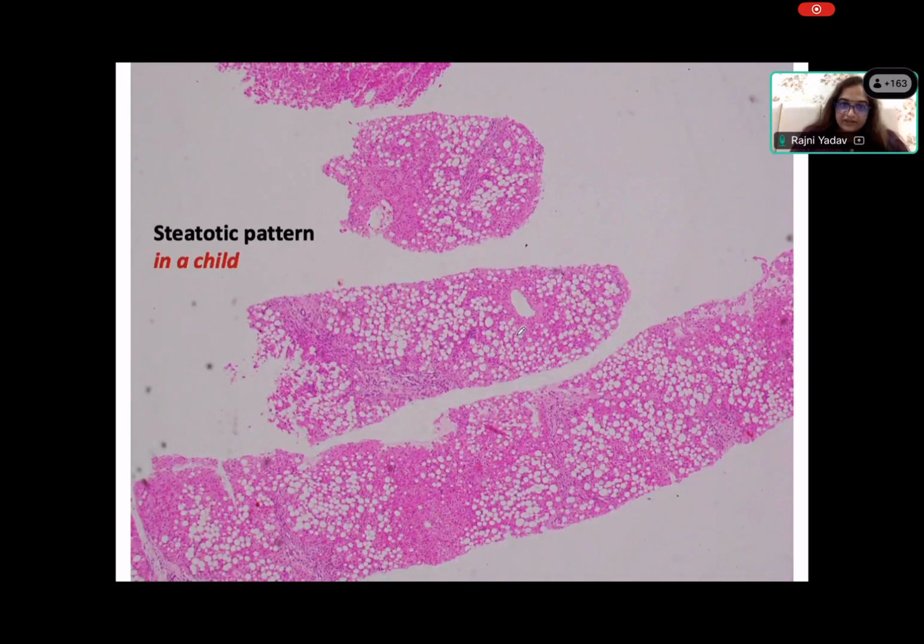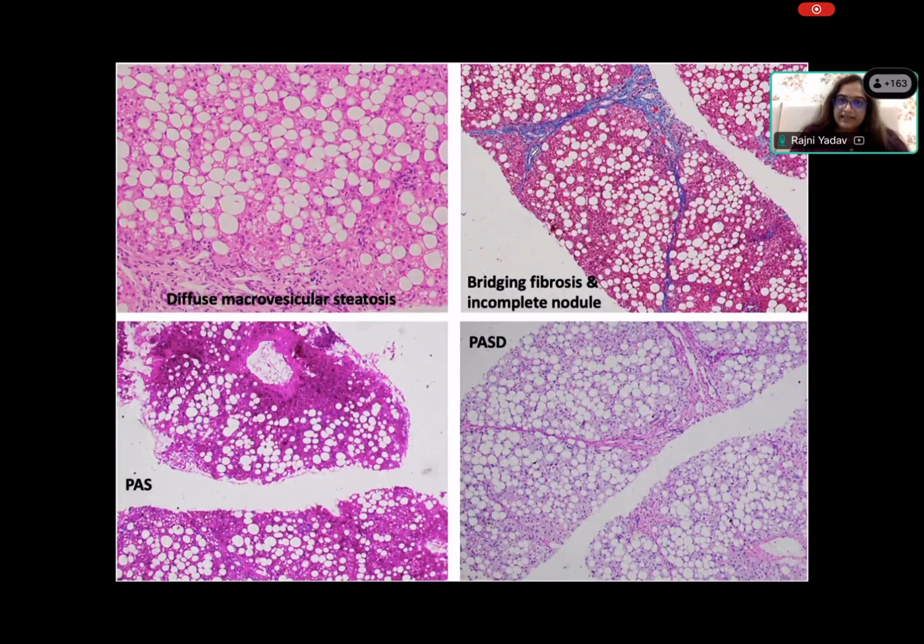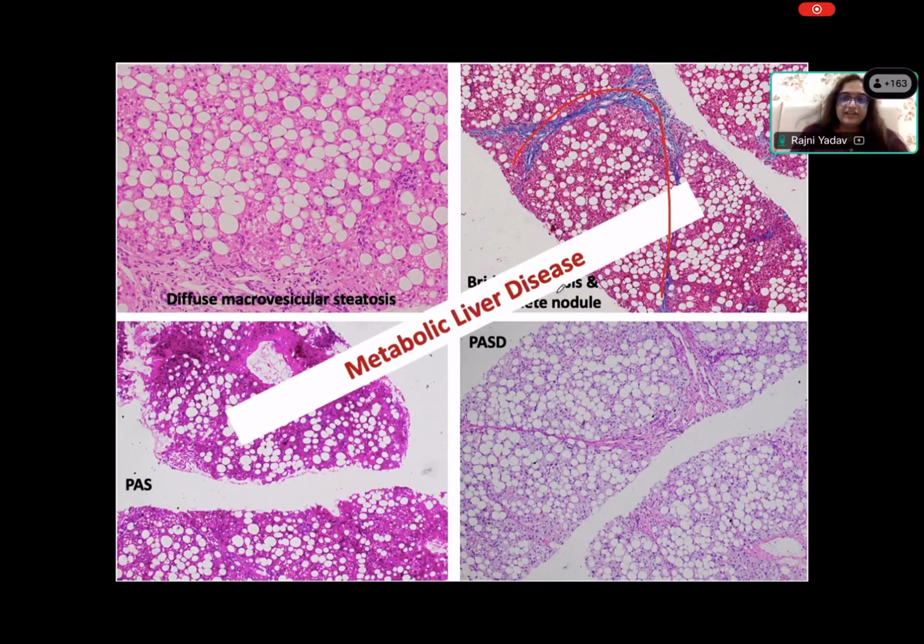Now this is another case, a 5 year old child, and we can see predominantly steatosis in the biopsy. And see, the trichrome stain is highlighting that it is progressing fast. You have got this incomplete nodule, a lot of bridging fibrosis and incomplete nodule in such a small child with diffuse macrovesicular steatosis. If we do the PAS, it is highlighting just the non-steatotic hepatocytes and it's all digested, so the stain has not helped us. So what has he got? In such a case, you should suspect an inherited genetic or metabolic liver disease.